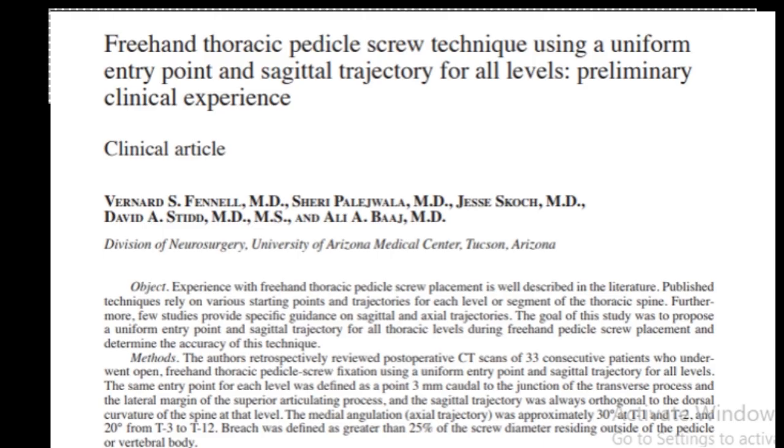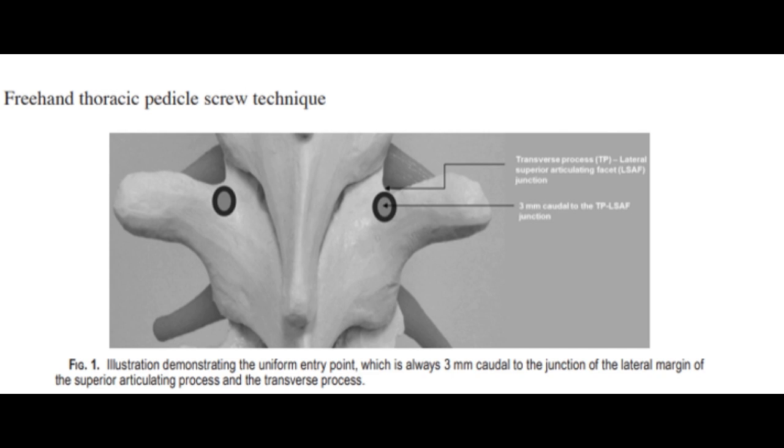So this is another paper by Fennelly. This is important. It uses a uniform entry point and sagittal trajectory for all levels. See the superior border of the transverse process and the lateral border of the superior articular process. Just take 2 to 3 millimeters caudal to the junction of the lateral margin of the superior articular process and the transverse process.